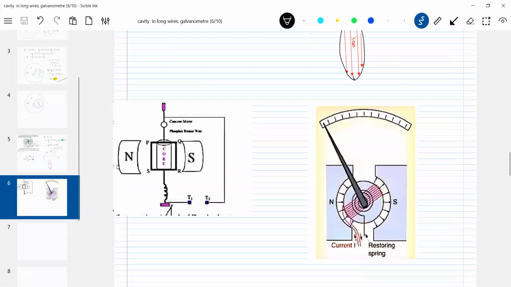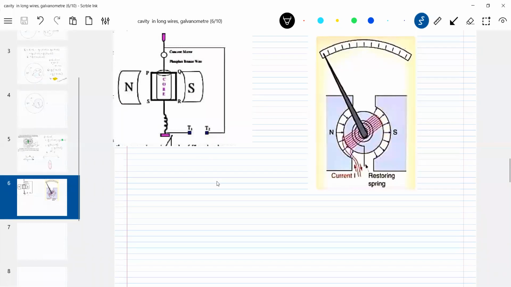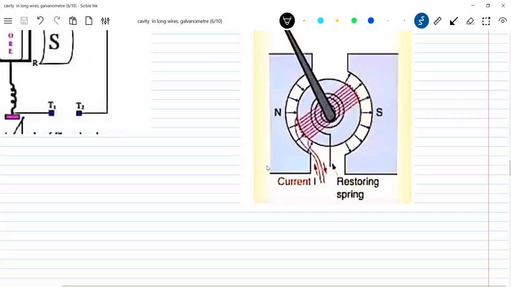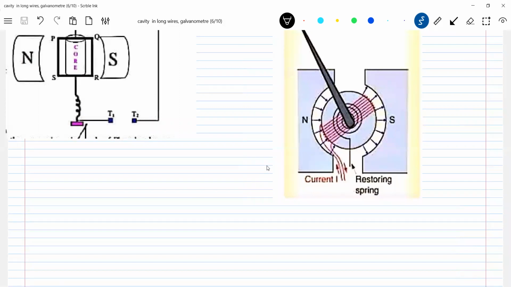Now, what is basically a galvanometer? Already we did some problems. Without studying this, we completed our numericals part. So now let's go for the working of galvanometer. Construction and working of galvanometer.